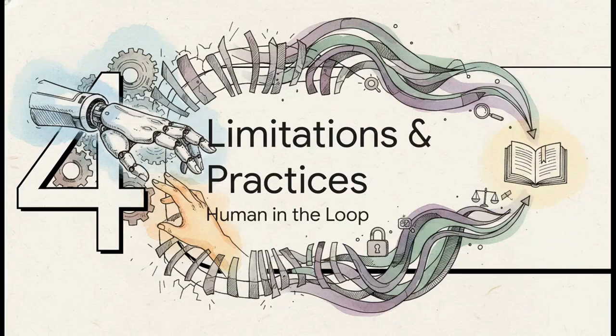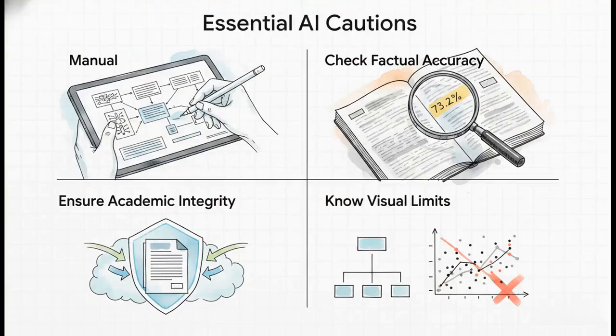Now, these tools are incredibly powerful, but let's be real, they are not magic. To use them responsibly and maintain your academic integrity, we have to talk about limitations and best practices. And this is, without a doubt, the most important part of this whole workflow. So here are 4 essential rules of the road. First, you always have to do manual tweaking. AI can easily miss the subtle nuances of your field's specific terminology.